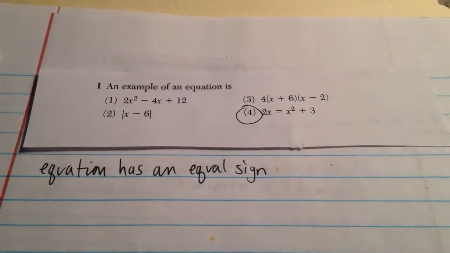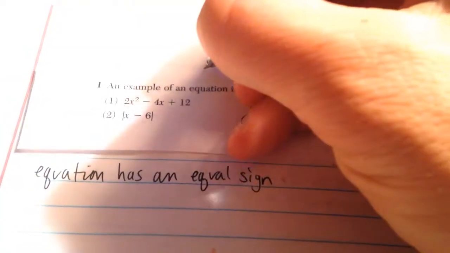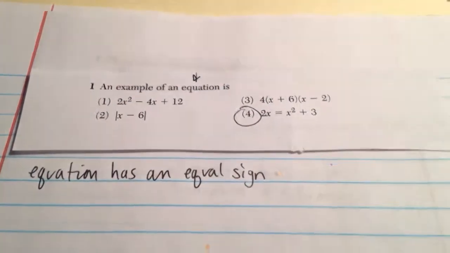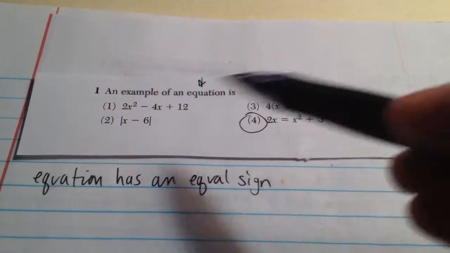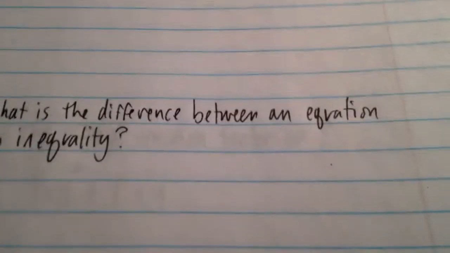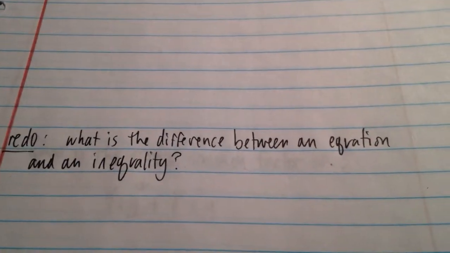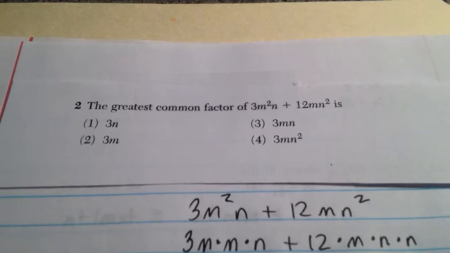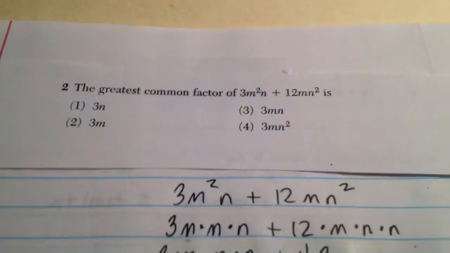Now remember, in number 1, they want you to tell me which one of these is an equation. An equation has an equal sign, and the only one that has an equal sign is choice number 4. In number 2, they want to know the greatest common factor of the expression.